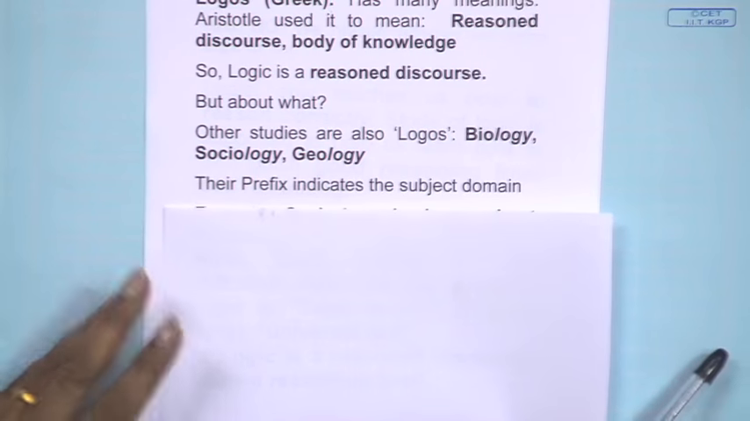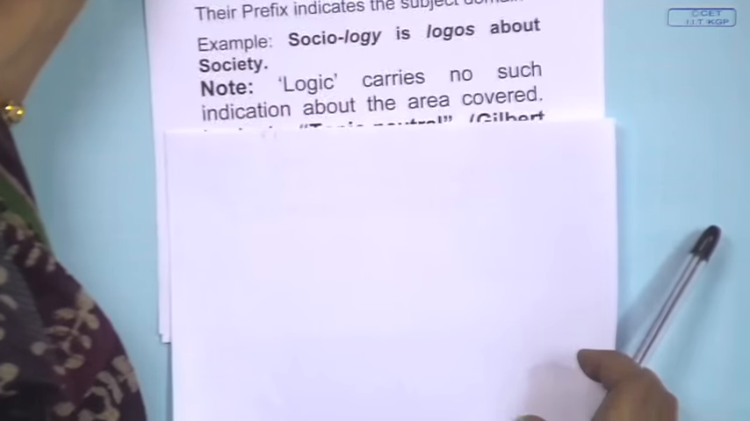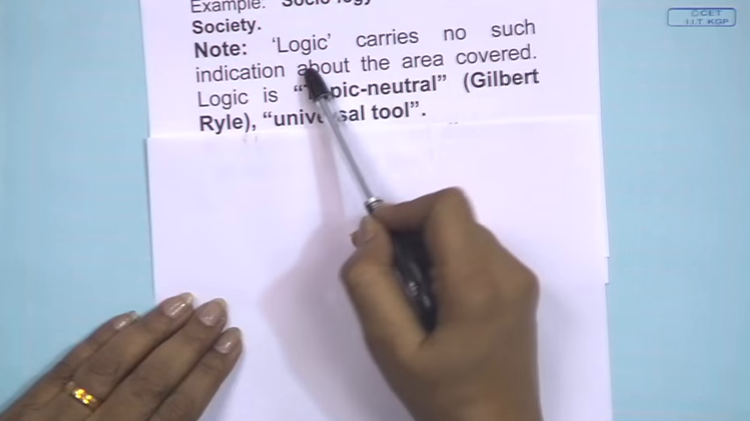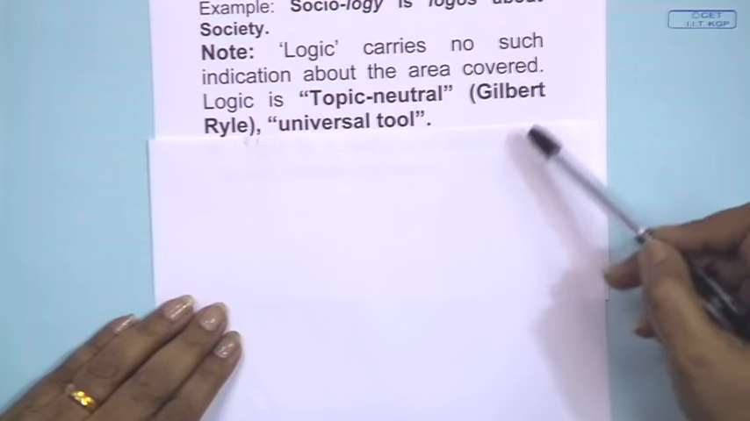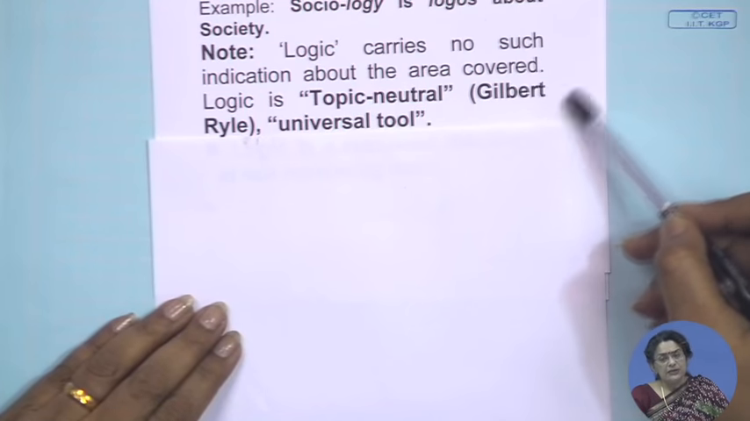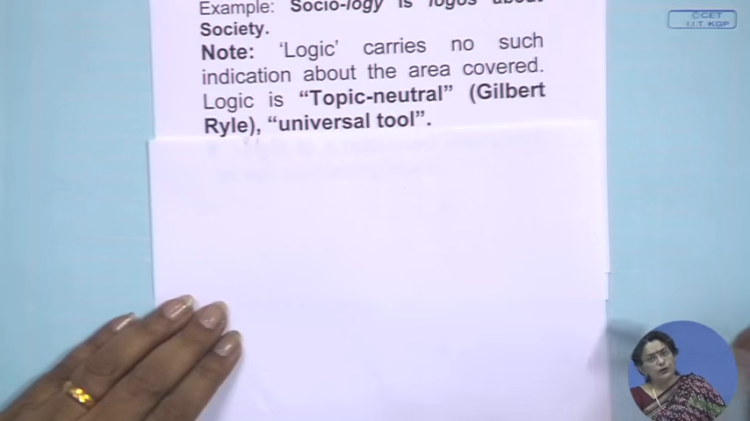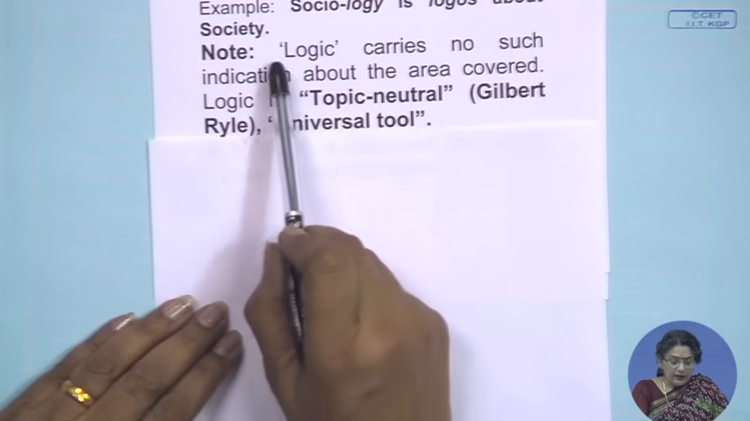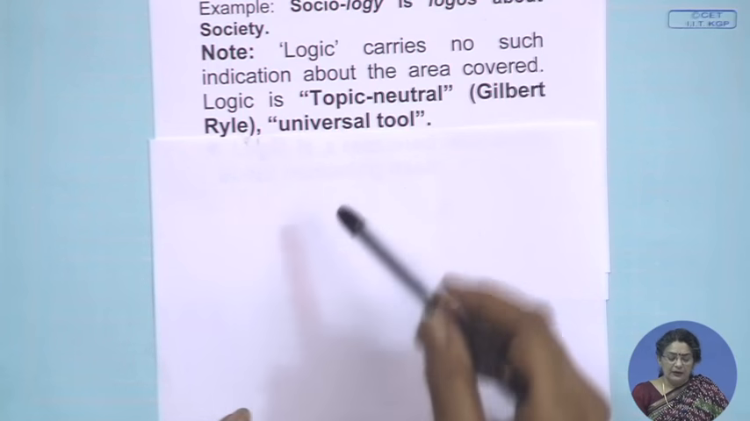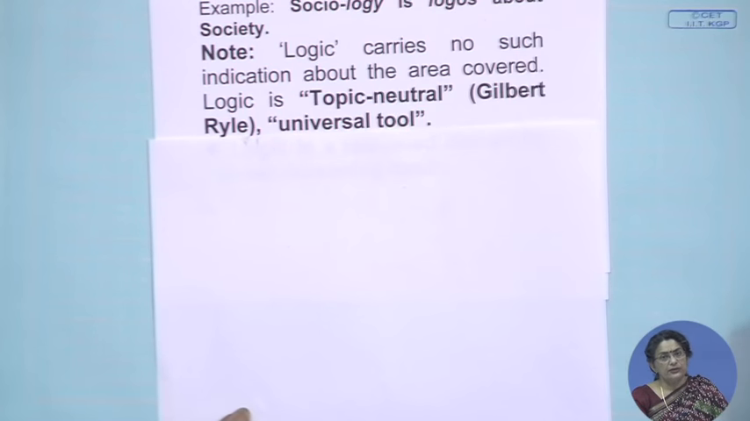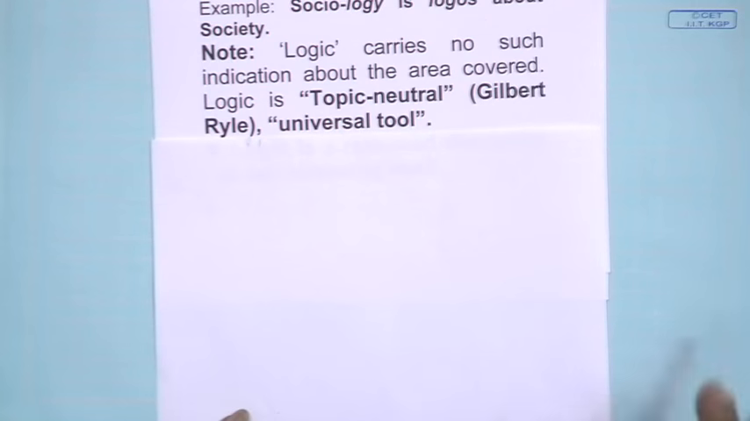In comparison, when we look into logic, there is no reference to the subject domain, there is no prefix, just the logos derived word logic, and there is no indication about which area this is going to cover. There is a clue in that. The absence of the prefix in a way tells us that it is a topic neutral study. That is what Gilbert Ryle, a philosopher, said.